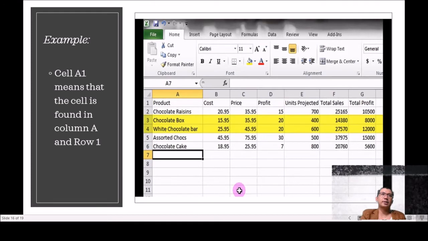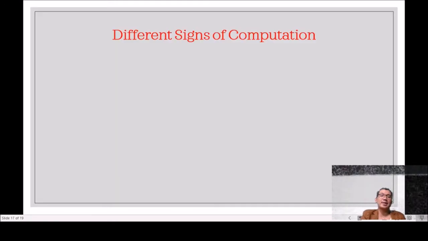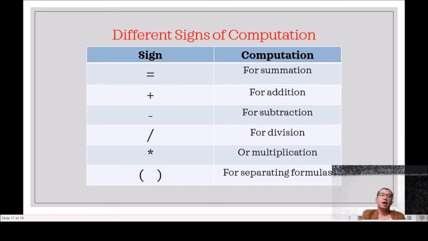Alright, once all numerical data have been entered, you can now do your computation. Excel program makes use of different signs for computations. So the first one we have, for summation, we have the equal sign, right? And then for addition, we have a positive sign. For subtraction, we have a negative sign. For division, we have the slash sign. For multiplication, we have the asterisk sign. And for separating formulas, we have open and close parentheses.